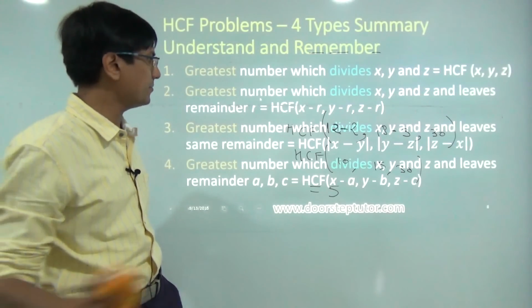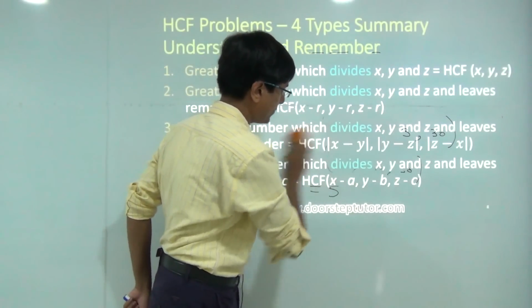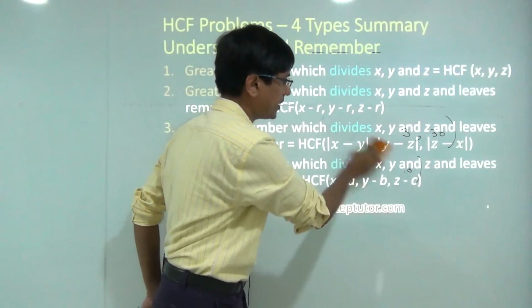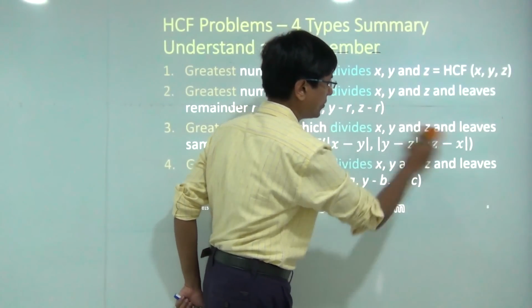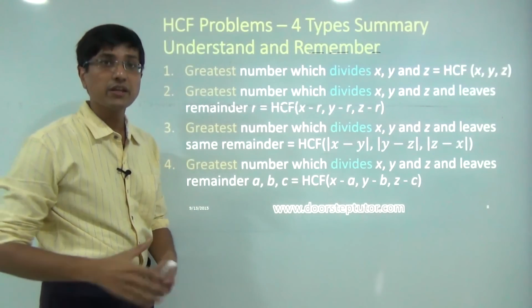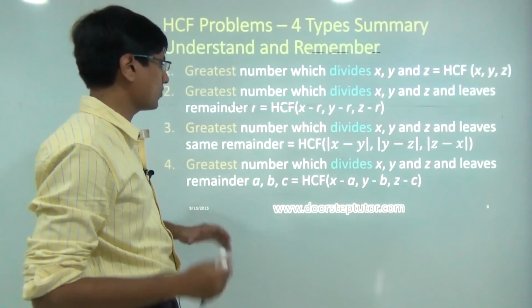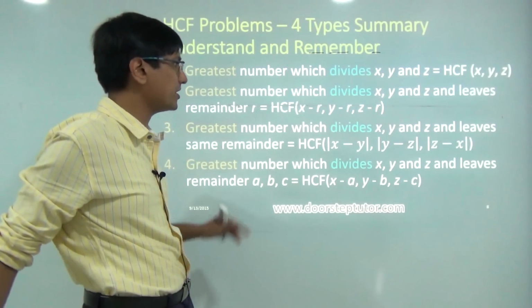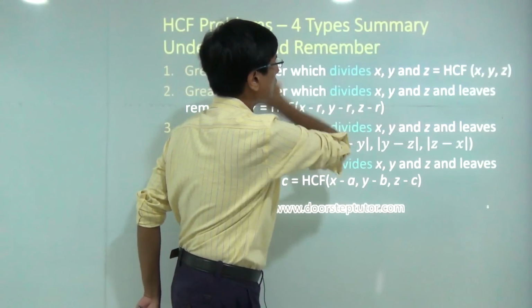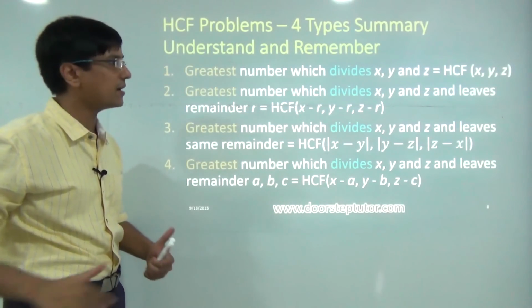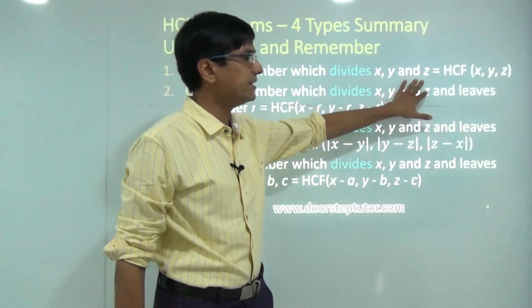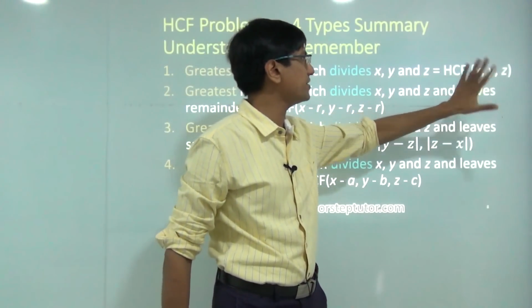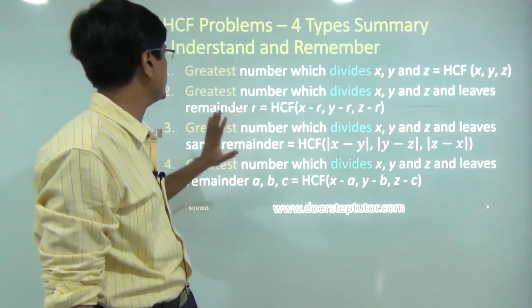So now this is the summary of the 4 problem types, and this you should remember. We understand it from our last 4 slides, right? I tried to explain it to you, but at the end of the day you should remember these 4 formulas, to quickly apply them. You should understand them, but you should also be able to remember these and quickly apply these. So let's revise them. Greatest number which divides x, y and z, this we already know, very simple. It's by definition the SCF of x, y and z.